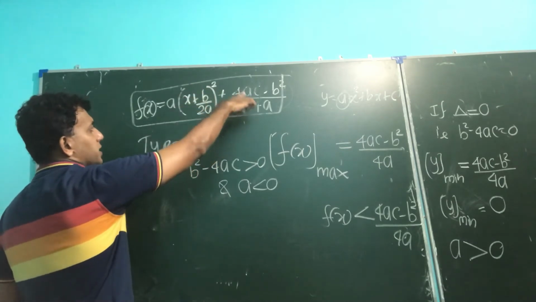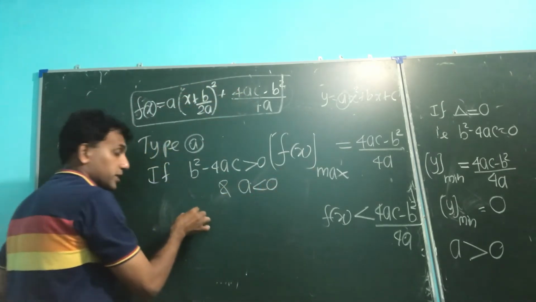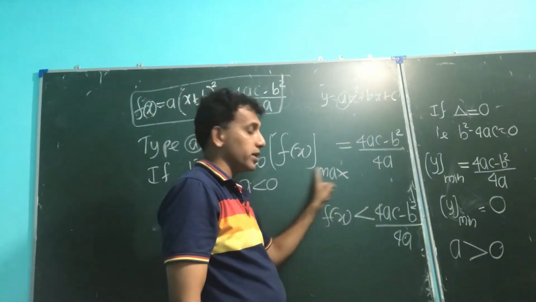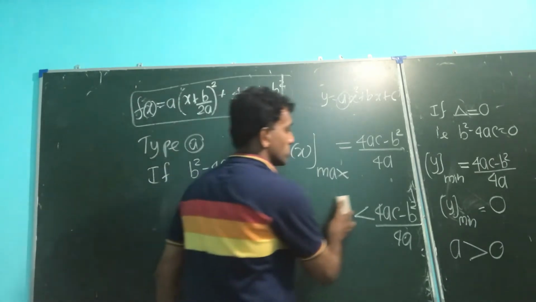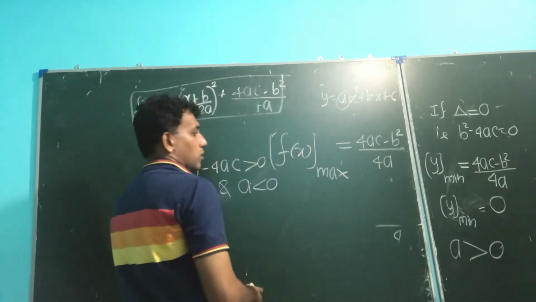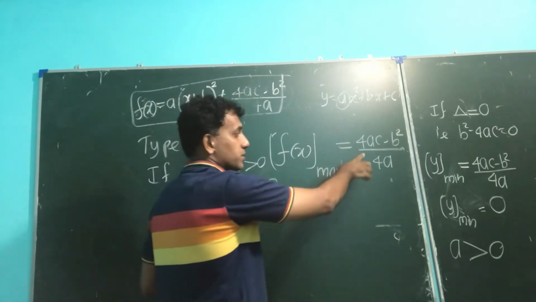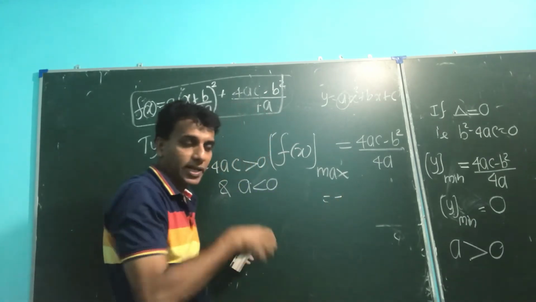Okay, come to this. Write this. f(x) maximum, write this. Okay, see here, it's equal. I can take a minus symbol out. That is not necessary, but you can.